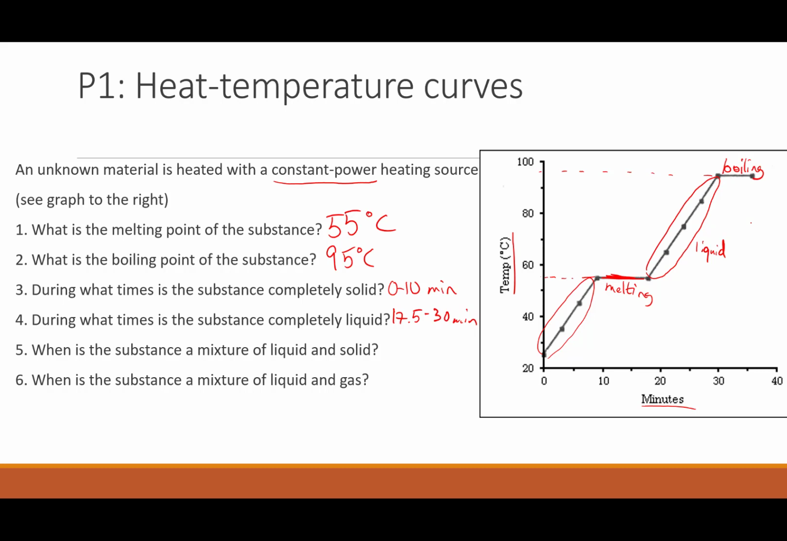When is the substance a mixture of liquid and solid? Well, we're only going to have a mixture of 2 different states when we're in the process of changing phase. So that's going to be during melting or boiling, or freezing or condensing. If we're at a mixture of liquid and solid, that means we're somewhere between this solid phase down here and this liquid phase up here. So that's going to occur down here during melting, which takes place between about 10 minutes and 17.5 minutes.